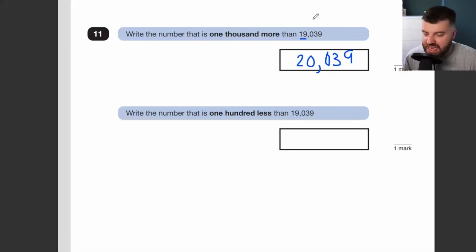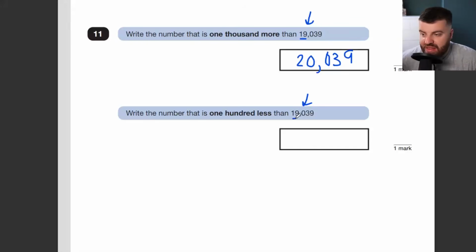Next one, write the number that is 100 less than 19,039. Classic here, guys. The reason they're asking these 2 questions is this one goes past 0, going up. And this one, we start with nothing and we have to take away 100. It looks like we can't do it. Again, there's a few ways to look at this. You could just do minus 100 in column method and do it that way. It will take a bit of time.